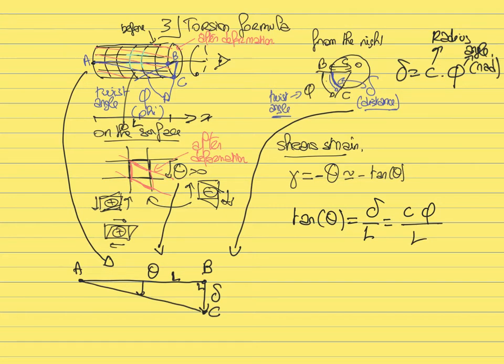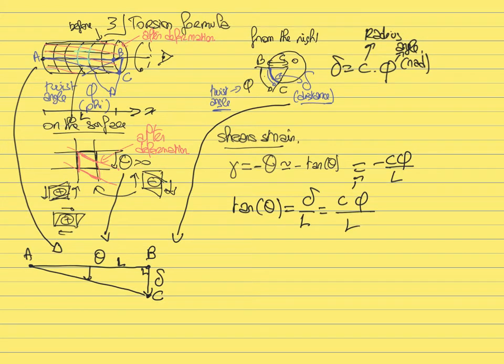So based on this, I can re-express the shear strain as minus C phi divided by L. This expression, minus C phi divided by L, is going to give me the shear strain, but so far as the shear strain at the surface. This is the shear strain at the surface of the member. And the surface is the position at which the shear strain will be the maximum. Why is that?